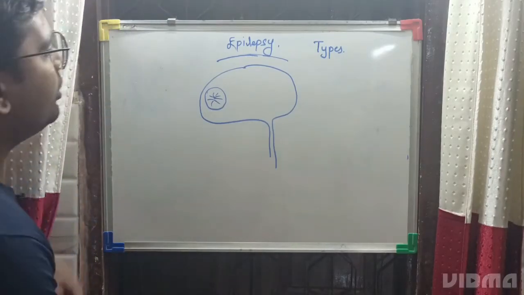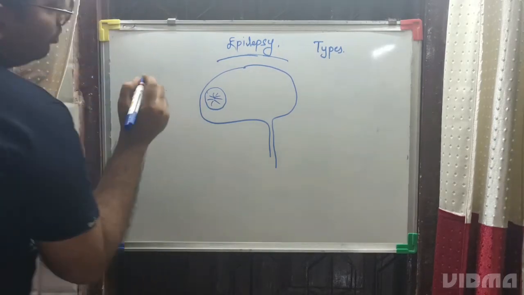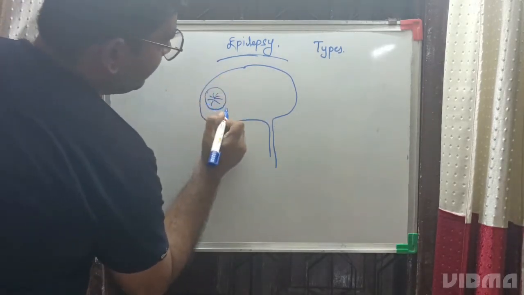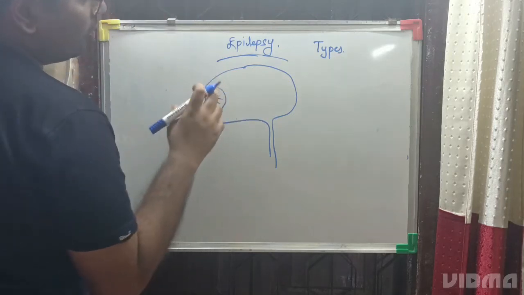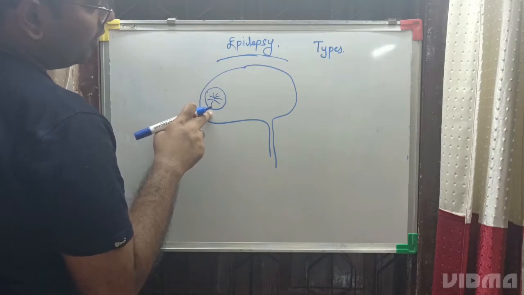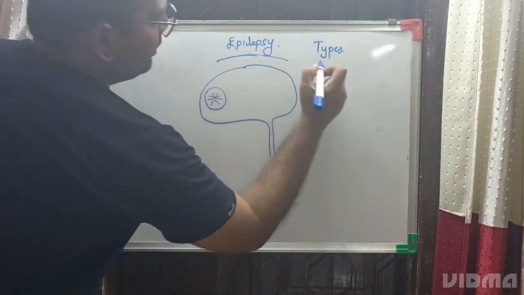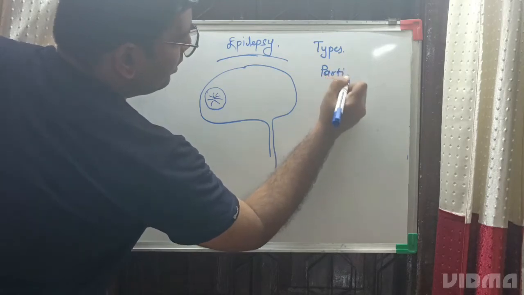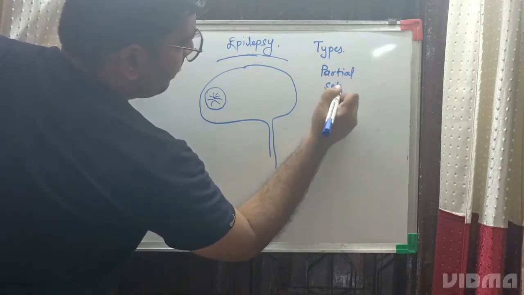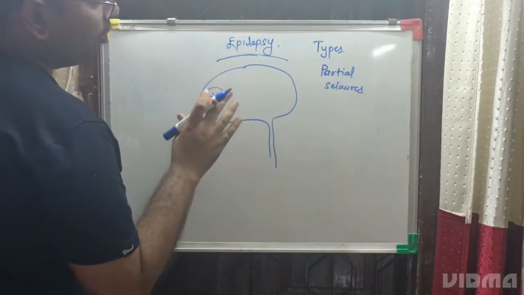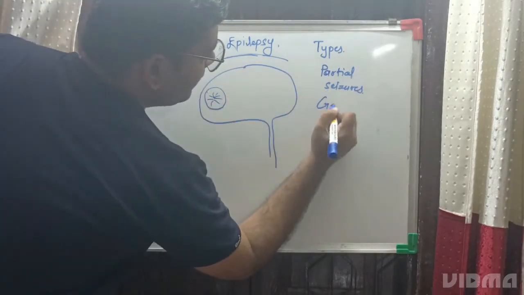Now we will focus on the types of seizures. The seizures which occur in a specific or limited part of the brain, as shown over here in the frontal lobe, are called partial seizures. And the seizures which involve the whole brain are called generalized seizures.